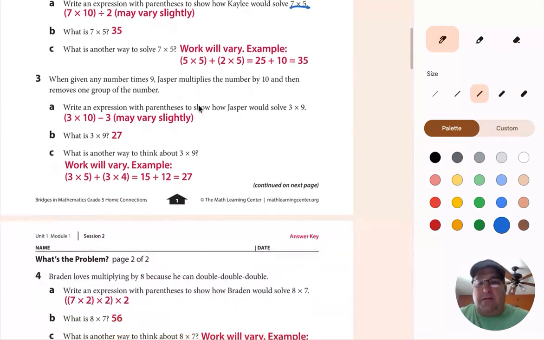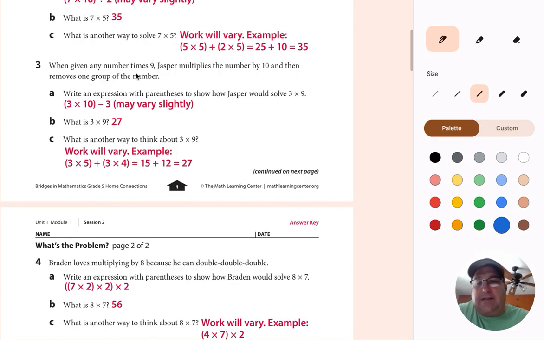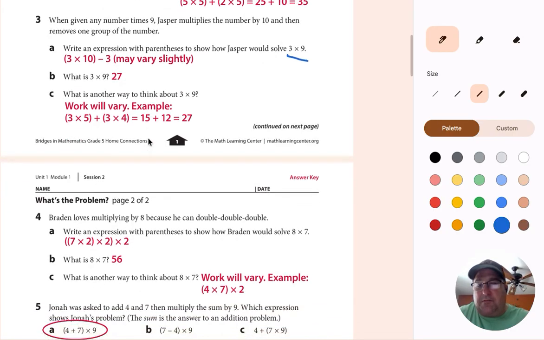Number 3, given 9 times the number, Jasper multiplies by 10, then removes one group. Again, that's in our journal. So anytime you multiply by 9, just multiply by 10 and remove one of those groups. So to do 3 times 9, instead we can do 3 times 10, but we multiplied one extra 3, so we have to take that 3 away. Now we should know 3 times 9 is 27, so that's just another way to do it. And then they're just asking if you have another way you can do it there.